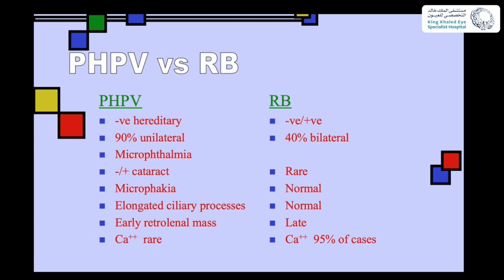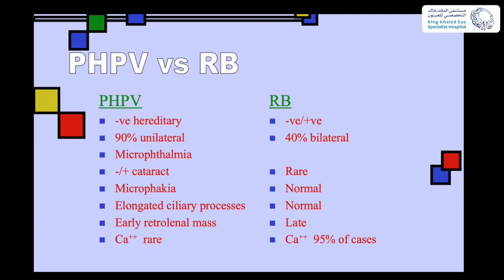Usually in retinoblastoma there is sometimes a positive or negative family history. Ninety percent are unilateral, and retinoblastoma is sometimes 40% bilateral. PHPV has microcornea and microphthalmia. A cataract is rarely seen in retinoblastoma. Microphakia is seen in PHPV, while the lens is normal in retinoblastoma.